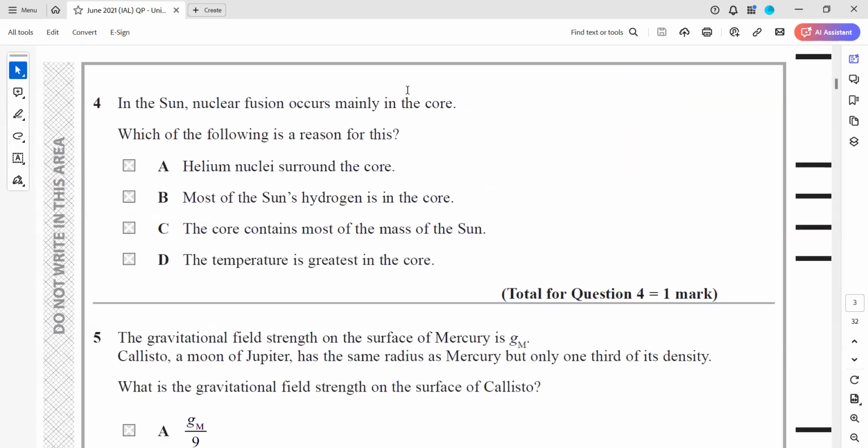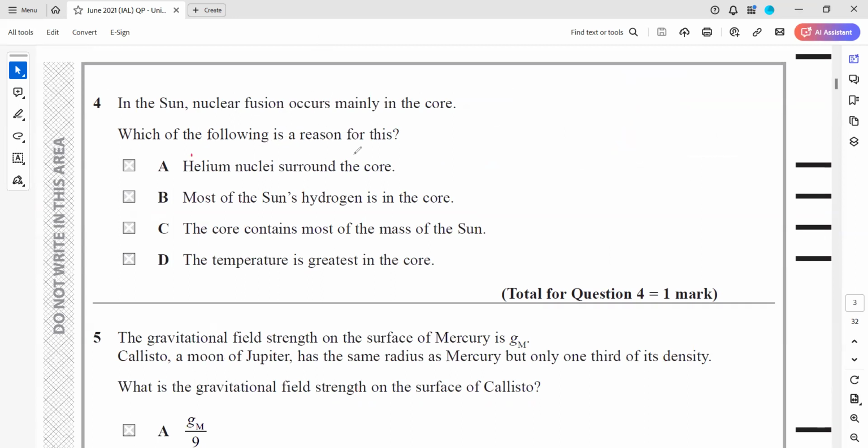Question 4: in the Sun, nuclear fusion occurs mainly in the core. Which of the following is the reason? You can also use the chat if you want to participate. I'll explain. In the Sun, nuclear fusion occurs.